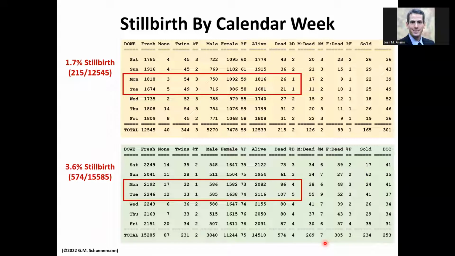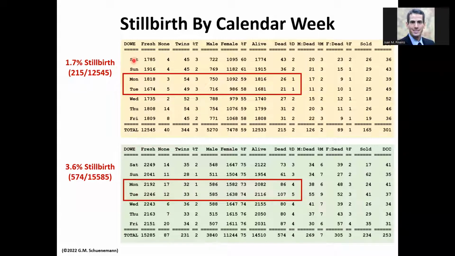So the next one is I started looking at stillbirth by calendar week, right? And these are just two different farms. They're quite large. About 12,000 cows in this farm, and this one is about 15,000. And same report as the other one, right? But what I'm looking at here is by calendar week, right?